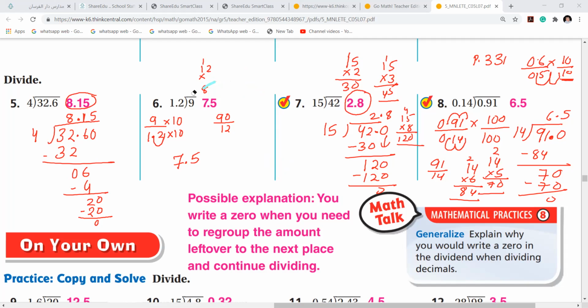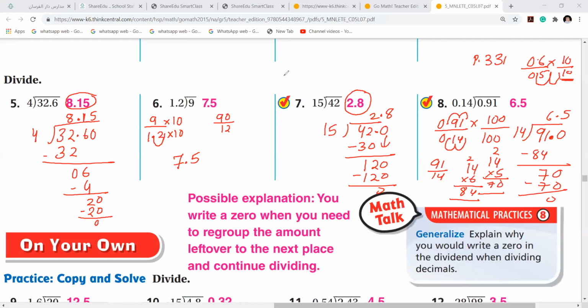Got it, girls, or still you do not understand? Okay, got it. Anyone who has a question? Mister, I didn't really understand. Which question? Number 8. Okay, I'll explain you again. Give me a minute.